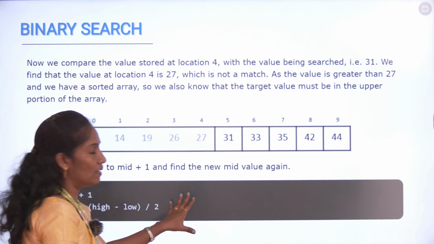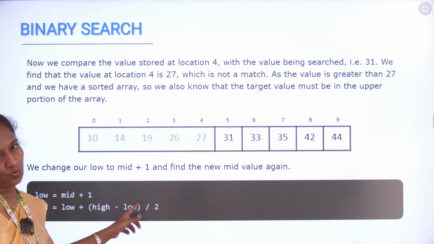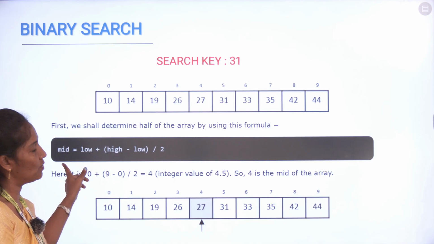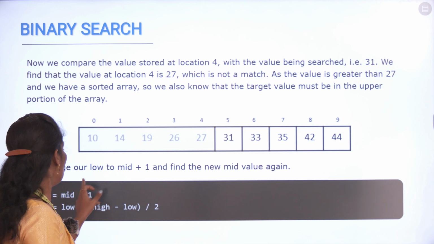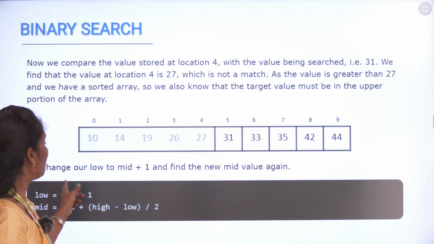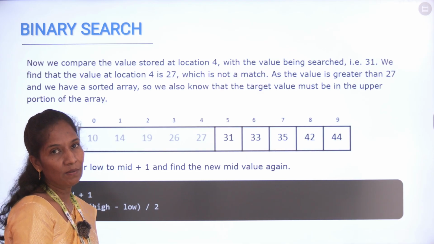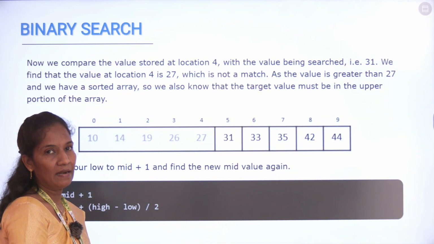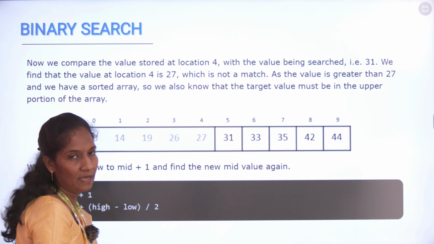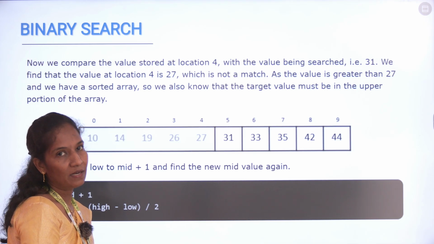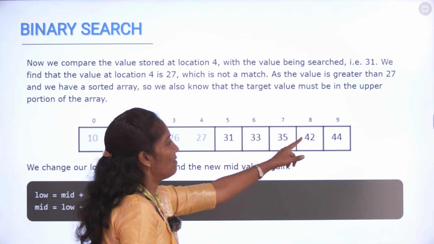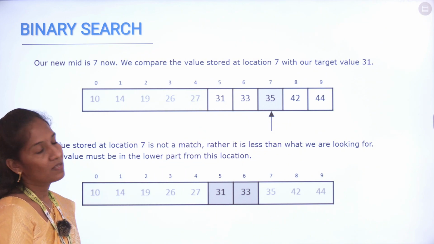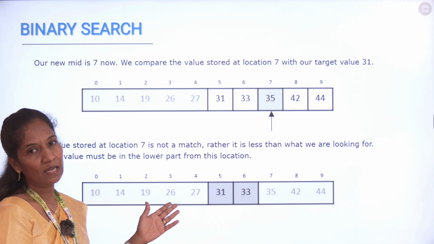So the new low value can be found using low equals mid plus 1. Already we found that the mid value is 4. So low is 4 plus 1, which is 5. Now the low value is 5. Again we use the formula for finding the mid of the array: low plus high divided by 2. The low value is 5 and the high value is 9. So 5 plus 9 is 14, and 14 divided by 2 is 7. So now it shows the index value as 7.